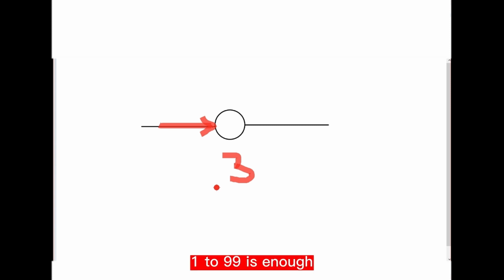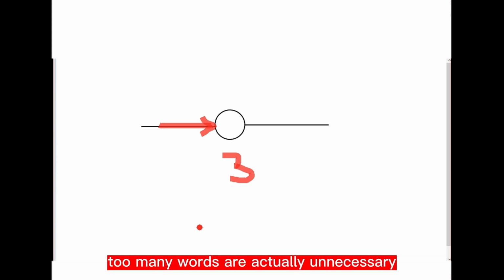1 to 99 is enough, because later when data comes in, it may also search to make the corresponding match. Generally speaking, there may be only a dozen or 20. Too many is actually unnecessary.